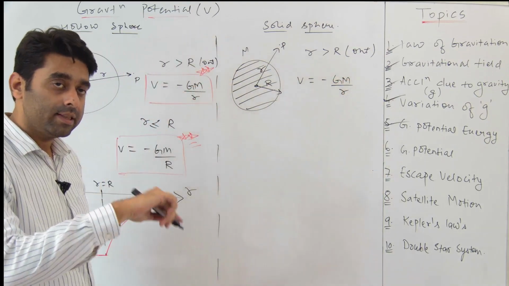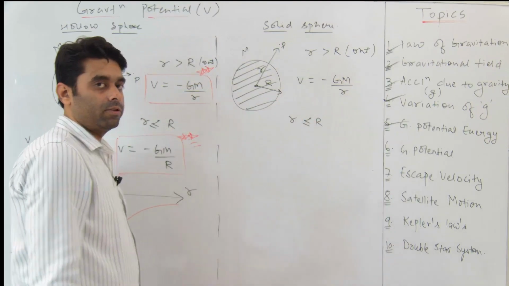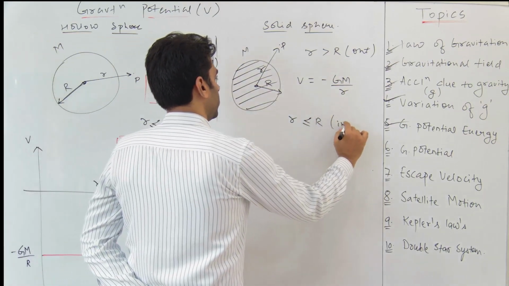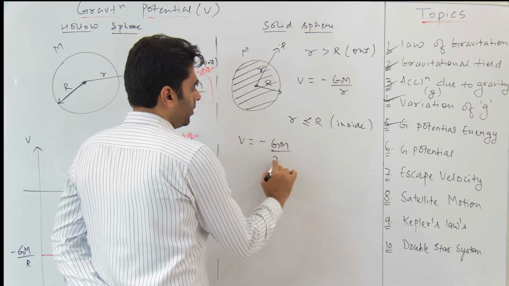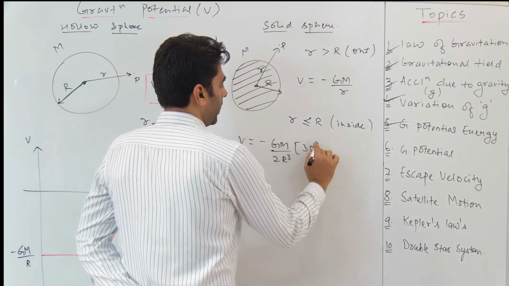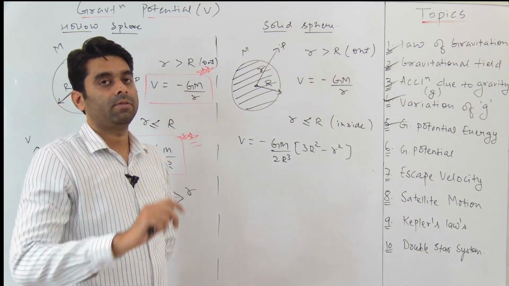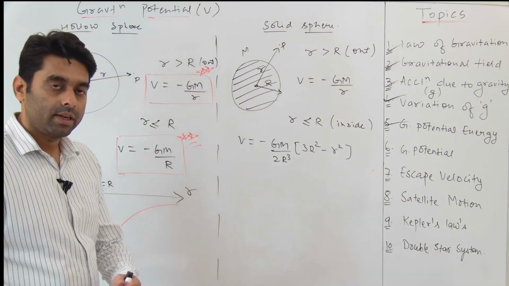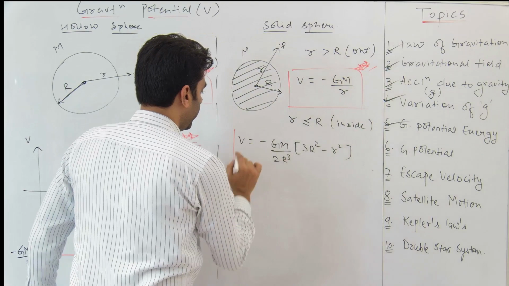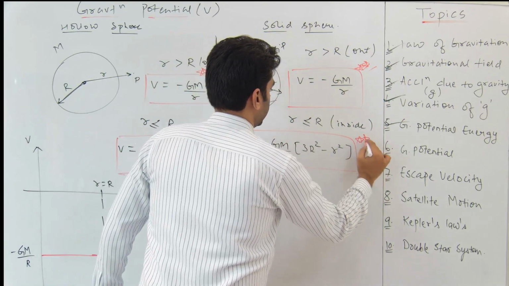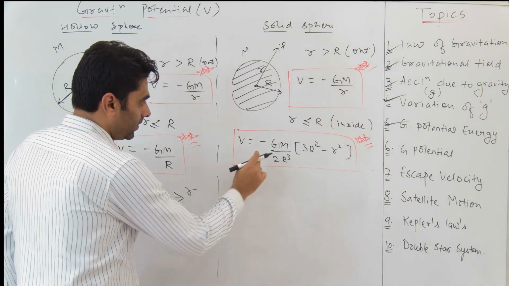For inside points, that is r less than or equal to capital R, even on the surface also, V is given as minus GM by 2R cube times (3R square minus small r square). This result is derived by the relation between gravitational field and gravitational potential, so we can keep the result in mind. For us, it's a revision series, so results are important. So this is for outside, and this is for inside points.